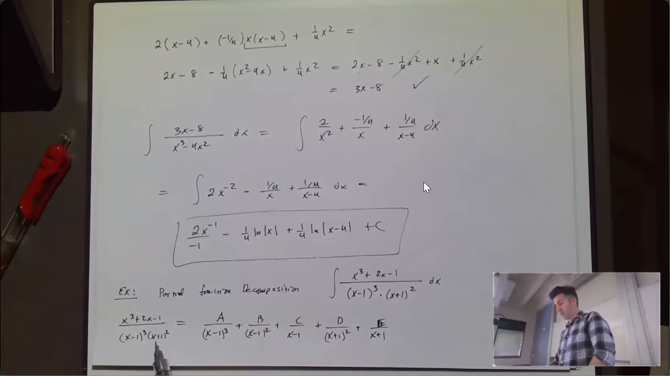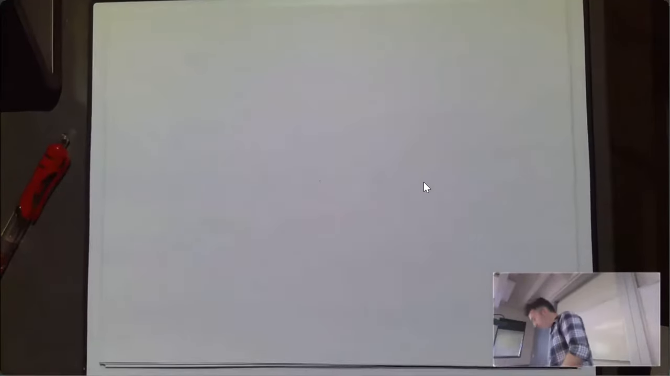Whenever you have some linear function of x raised to a repeated power, you need every lesser power of it as well. So let's look at an example of that.